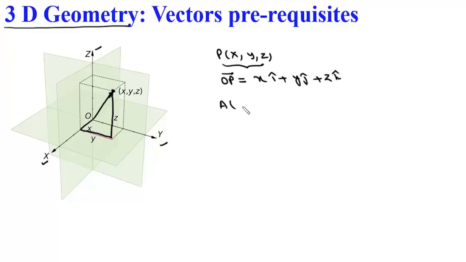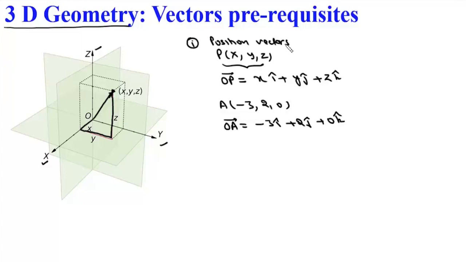So any point, say (-3, 2, 0), we are going to consider as a position vector OA, and it will be -3i plus 2j plus 0k. And that's our first prerequisite, which is position vectors. So any point in 3D space is nothing but a position vector which defines the position of a point with respect to origin.